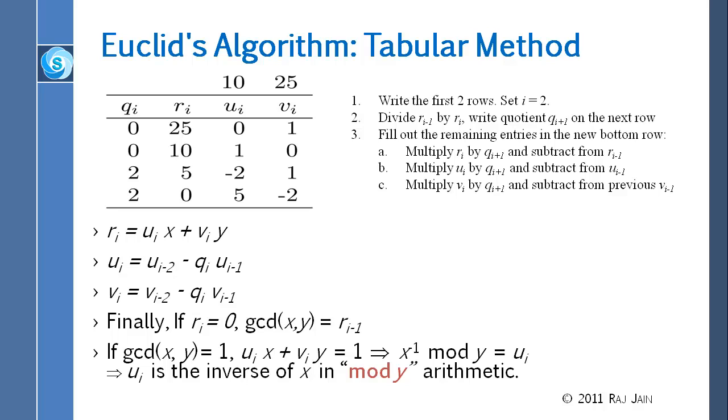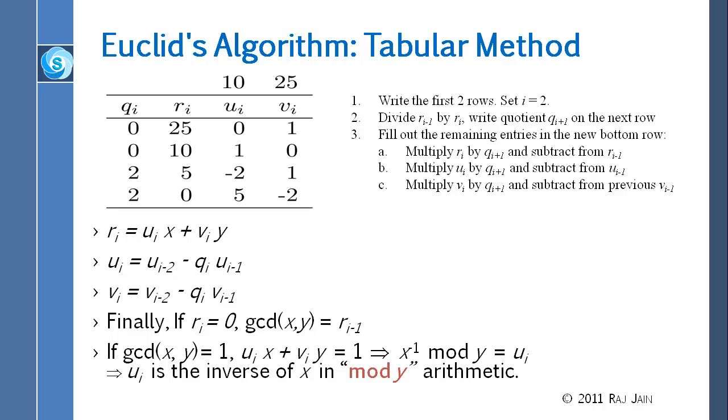Now, once you take 2, then you do the same thing basically in other columns like you did in this column. You multiply 2 to this number, 2 times 1, and subtract from the previous number. That's what actually you did for the remainder here. What you did was you take 2 times 10 and you subtracted from 25 to get a 5. Right? Similarly, you do on this column. 2 times 1, subtract from 0, you get a minus 2.